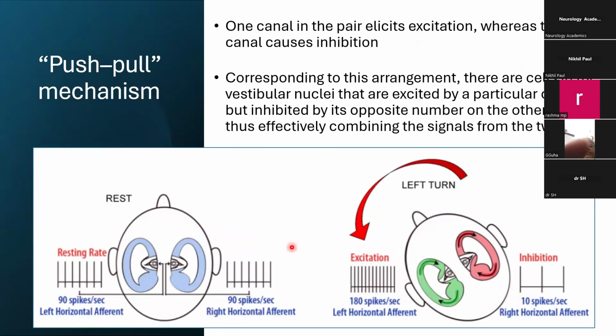So the same principle also applies when one of these semicircular canals is diseased. If there is a disease on this side, this gets more active. That is why all our eye movements happen because of this imbalance between them. If both of them fire together, we'll be looking straight. How that happens, we'll see in the subsequent slides.